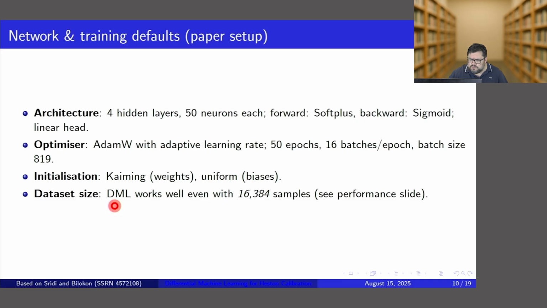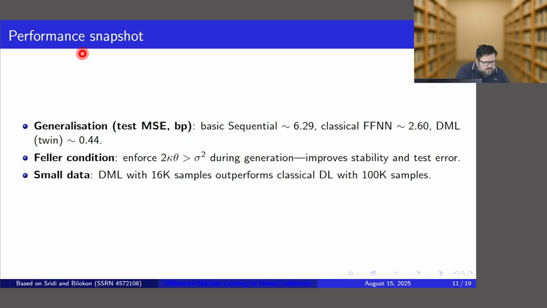And now let's look at the performance snapshot. This slide summarizes the core empirical result. DML substantially improves generalization. On test mean squared error expressed in basis points, a simple sequential model scored around 6.29 BPS, a classical fully connected neural network around 2.6 BPS, and the DML twin network about 0.44. That's an order of magnitude improvement over classical DL.